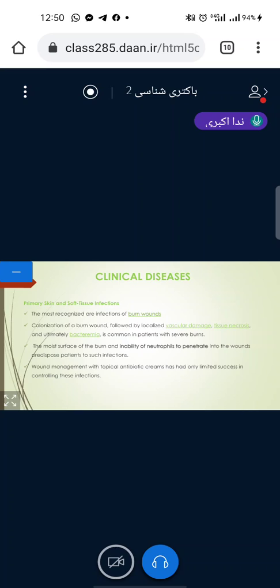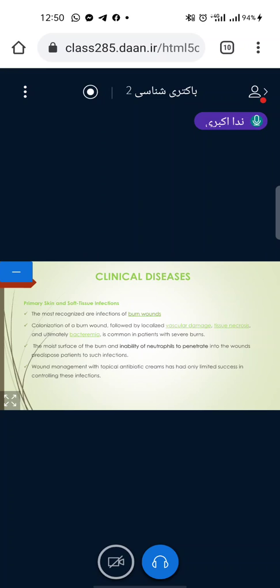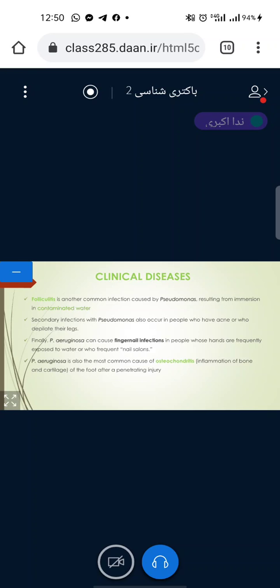In some cases of burn wounds, burn is not the main cause of death. But infection due to Pseudomonas aeruginosa is the main cause of death, and it is very important in hospital. The other infection is folliculitis. Folliculitis, another common infection caused by Pseudomonas, results from immersion in contaminated water in a swimming pool.